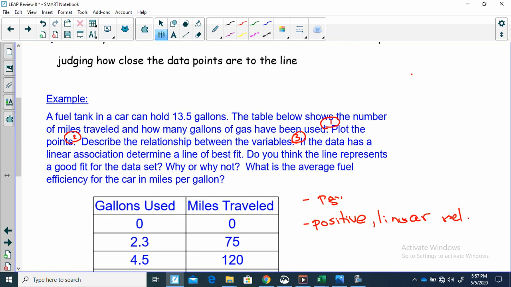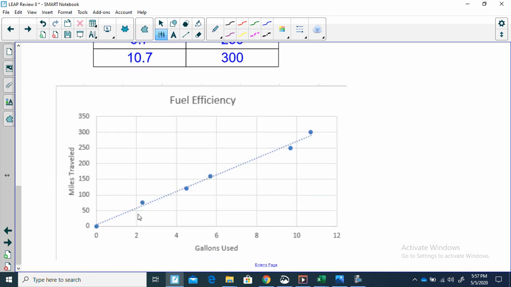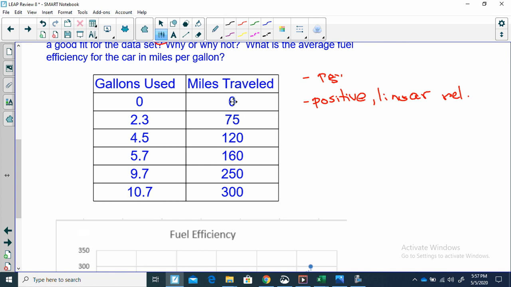Now number 4. Do you think the line represents a good fit for the data set, and why or why not? Let's look and see. Looks like it's a pretty good fit, right? The points are very close to the line. Good fit. Points are close to the line. We're just being qualitative. We're not putting numbers to it yet. We're just describing it.